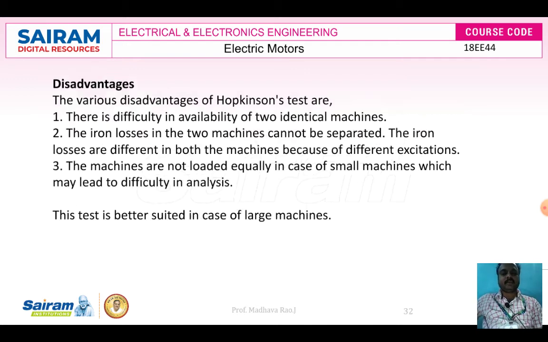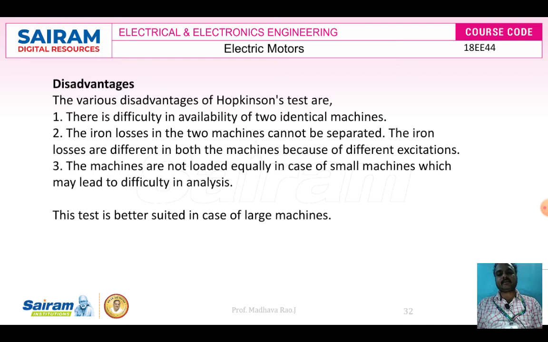Disadvantages we will see. There is difficulty in availability of two identical machines. Getting a motor and generator of the same ratings is very difficult. We need to choose two identical machines, and then only we can conduct the test. That is one disadvantage.